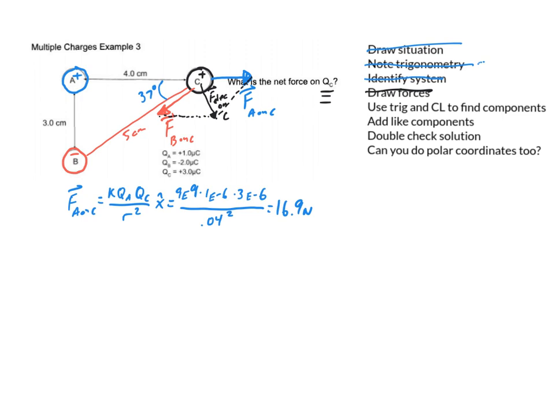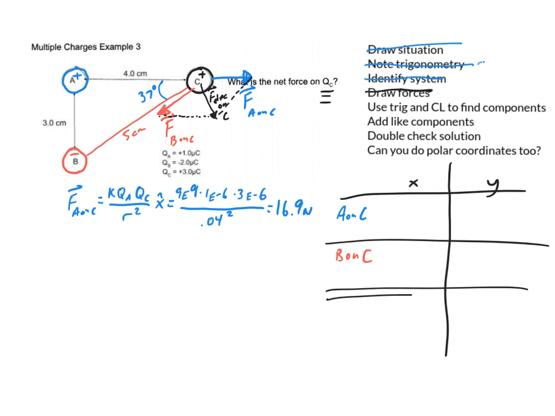Going to get my spot to write these all out. I got my A on C's, and then I'm going to have my B on C's. And A on C is not in Y and completely positive in X. Magnitudes.